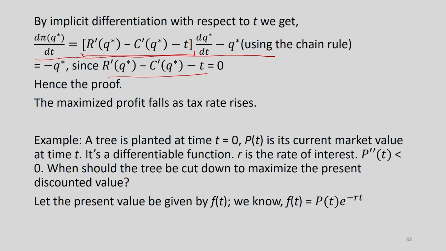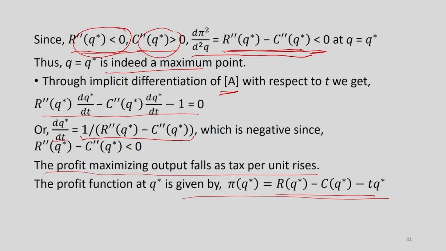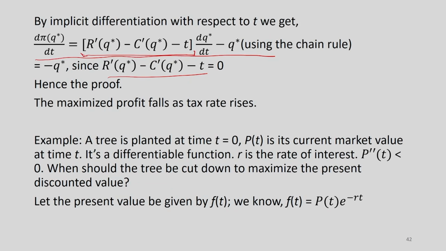So here, to understand why we did this exercise: we have used the condition that at the maximum point, or the point where the profit is getting maximized, the second order condition is getting satisfied. That is why we are sure that the profit is actually getting maximized at q equal to q star.